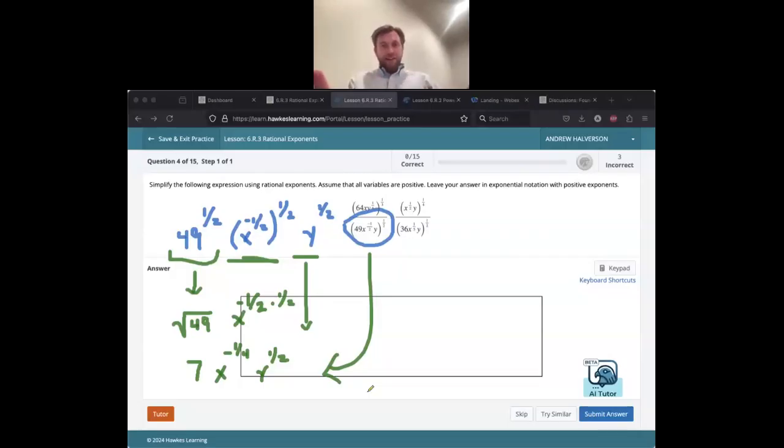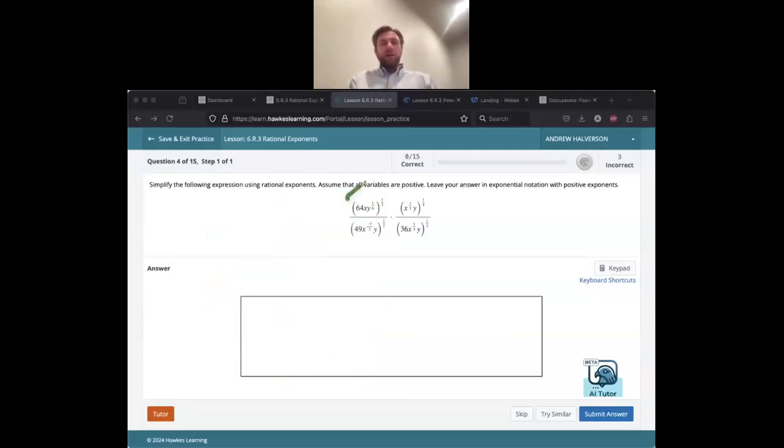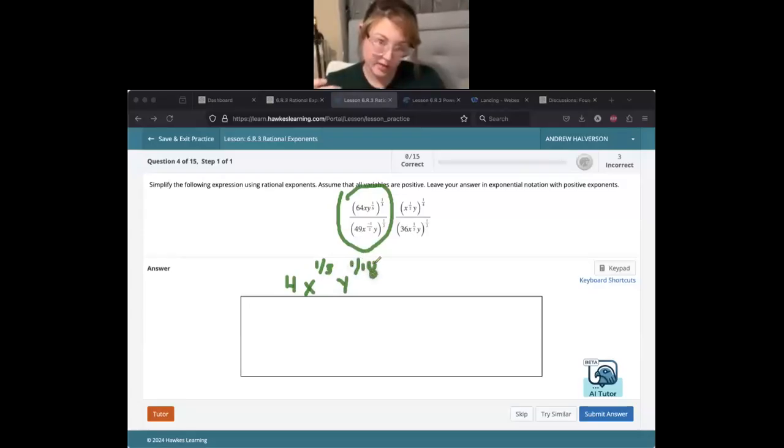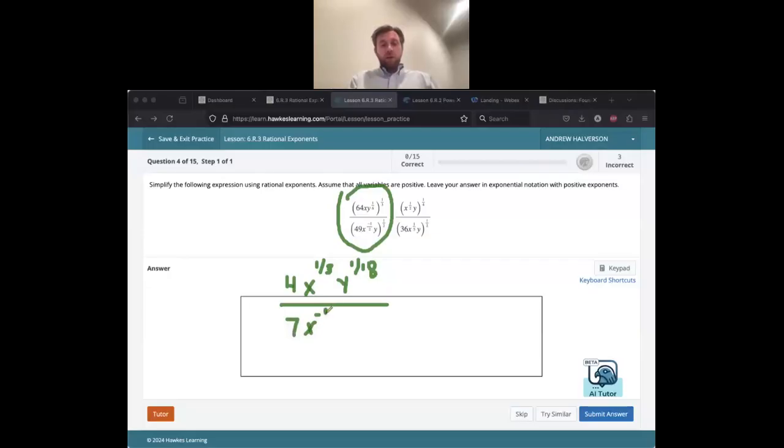Okay, so we've simplified. Let me kind of reset. We took this first fraction here and we applied the outer exponent. And what did we get? Just a quick recap. We got 4x to the 1/3, y to the 1/18th, and all of that over 7x to the negative 1/4, and then y to the 1/2.